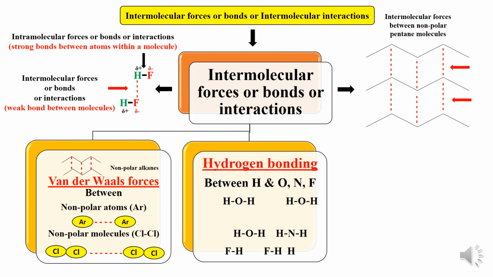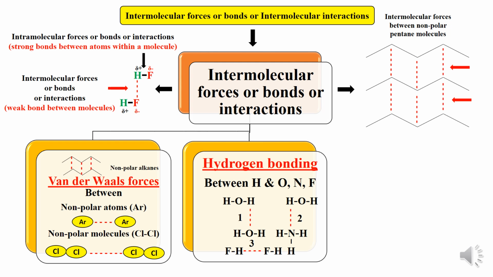A second type of intermolecular force is hydrogen bonding. Hydrogen bonding occurs between hydrogen atom and electronegative atoms like oxygen, nitrogen, and fluorine. Let me explain the concept of hydrogen bonding with respect to these three scenarios.